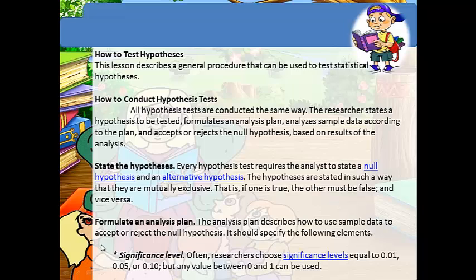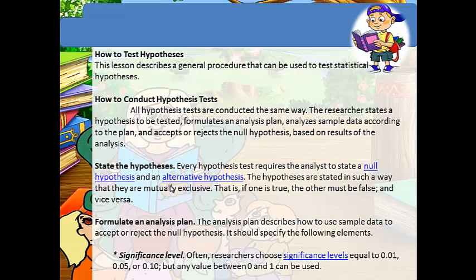0.01, 0.05, and 0.10, which means that at 0.01 we are assuming a 99% confidence interval, at 0.05 a 95% confidence interval, and 0.10 is a 90% confidence interval. But any value between 0 and 1 can be used.